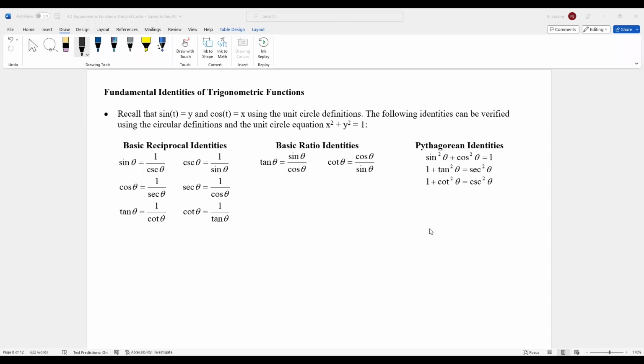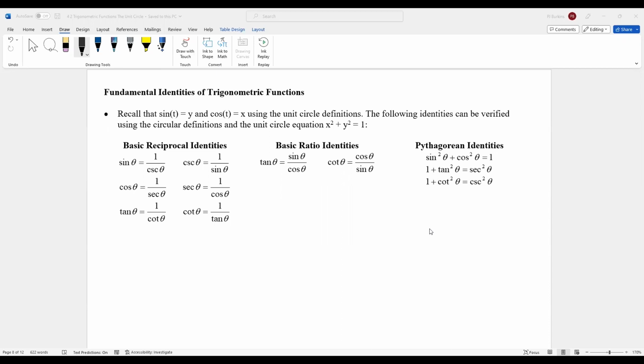The next part of section 4.2 has to deal with the fundamental identities of trigonometric functions. So I've already been saying a lot of these as we've been going. I've been talking about the relationship between sine and cosecant, cosine and secant, tangent and cotangent. And I've also mentioned that the tangent is the sine over the cosine. So a lot of these I've been kind of working in as we go.